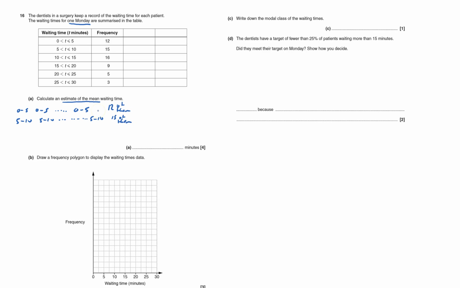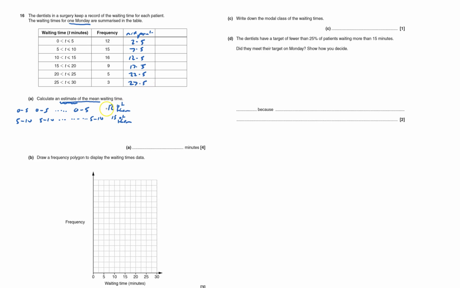I just do that to explain what this table means, but I can't add up 12 of 0 to 5s. So what I'm going to do is say on average them in the middle. That's why it's an estimate, because I take the midpoint, and that's the next thing I need to do. The midpoint of 0 and 5 is 2.5, then 7.5, 12.5, 17.5, 20 to 25 is 22.5, and then 27.5.